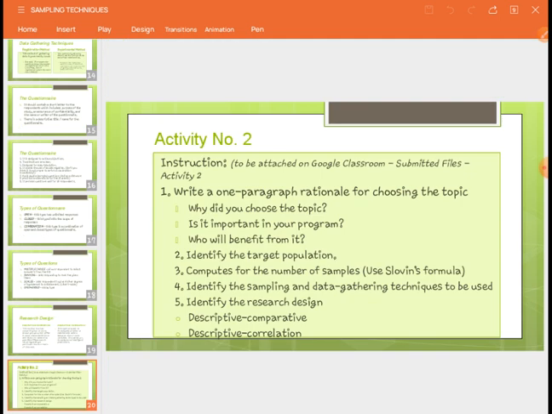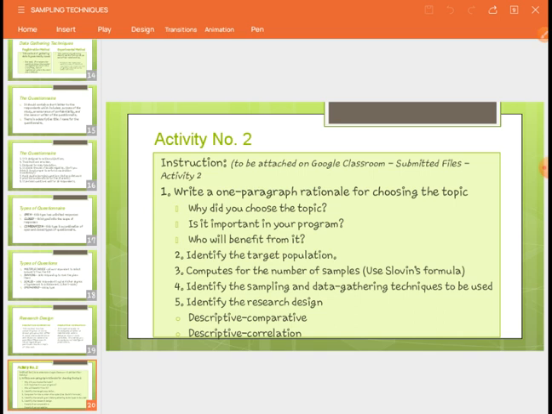So last slide is activity number 2, instruction. To be attached in Google Classroom, submitted files, activity 2. So ito na lang, meron naman pala dun sa Google Classroom natin. So ganito, pag sasagot kayo, pwedeng sa notebook or papel or sa bond paper and then picturean nyo yun and then i-attach nyo privately dun sa activity 2 attachment under submitted files dun sa ating Google Classroom.